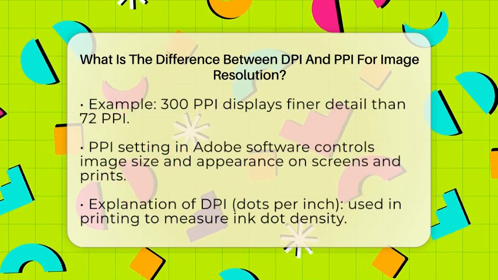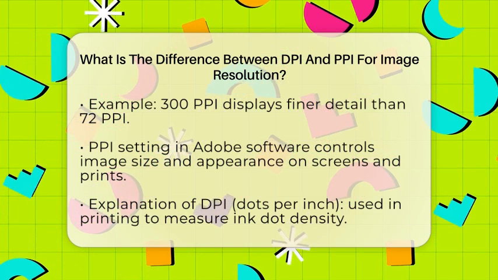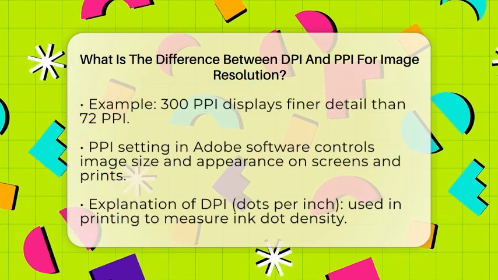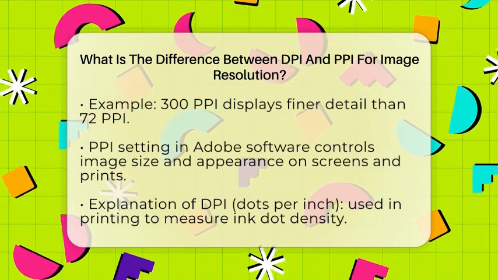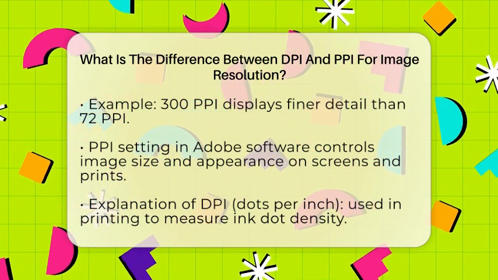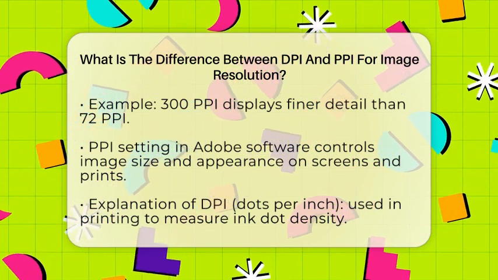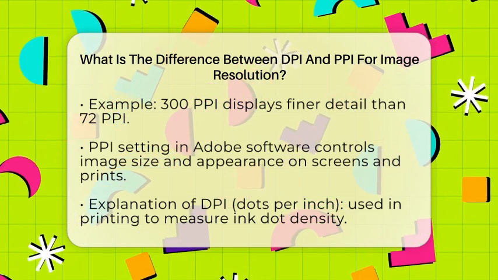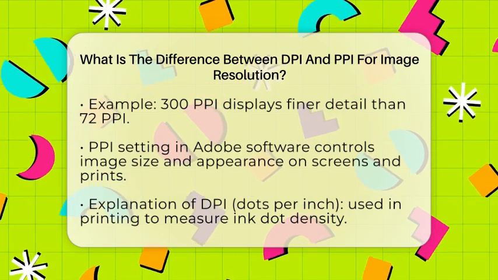When you're editing images in Adobe software, setting the right PPI helps you control how large the image appears on your screen and how it will look when printed. Now, DPI, which means dots per inch, is a term used in printing. Instead of pixels, it refers to the tiny ink dots a printer places on paper.